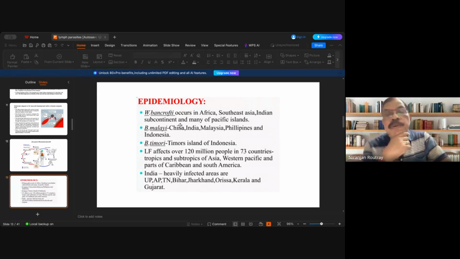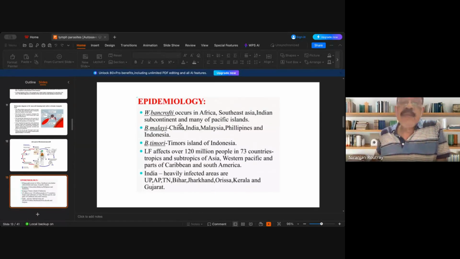Now, epidemiology, the prevalence of these diseases in different countries. So in India, you have the filariasis caused by Wuchereria bancrofti. Malayi is very rare in India also, and Timori is present only in Indonesia, the Timor island of Indonesia. That is why, specifically, it is named Brugia timori.